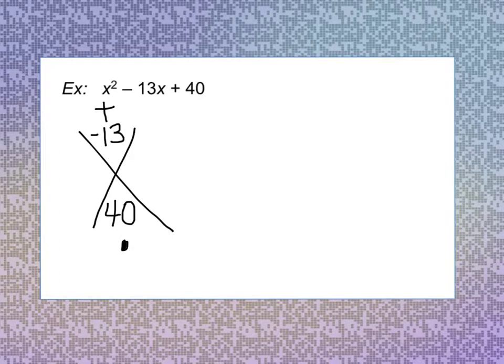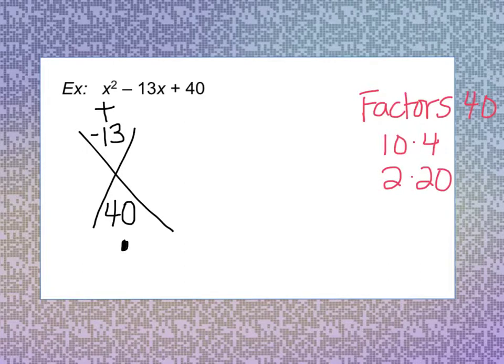And now I'll go ahead and list my factors of 40. Notice it's always the constant. Factors of 40. So we have 10 times 4, 2 times 20, 8 times 5. And can you think of any other factors of 40? Good. Neither can I. So I think that's it. Oh, yep. I forgot one more. It's always the easiest one, but we always forget it. 1 times 40.